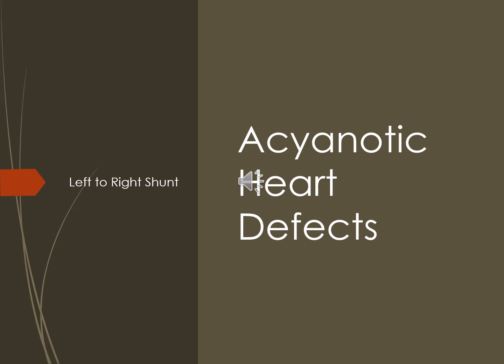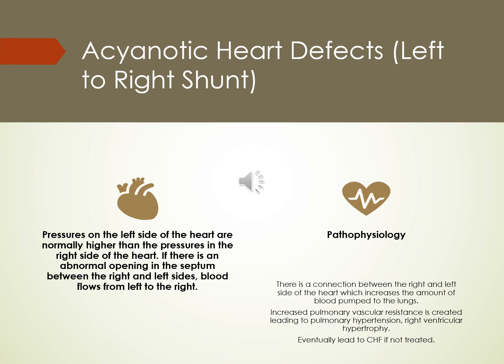Acyanotic heart deficits. With acyanotic heart deficits, you will see that left to right shunt. So pressures on the left side of the heart are normally higher than pressures on the right side of the heart. If there's an abnormal opening in the septum between the right and left sides, blood will flow from the left to the right. So as far as pathophysiology, there's a connection between the right and the left side of the heart, which increases the amount of blood pumped to the lungs.